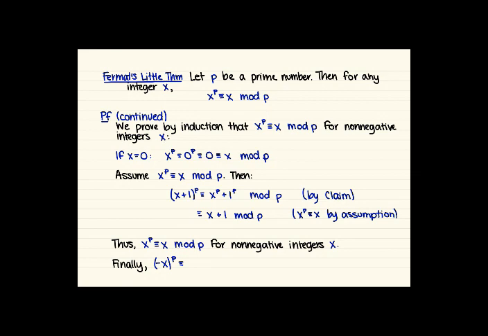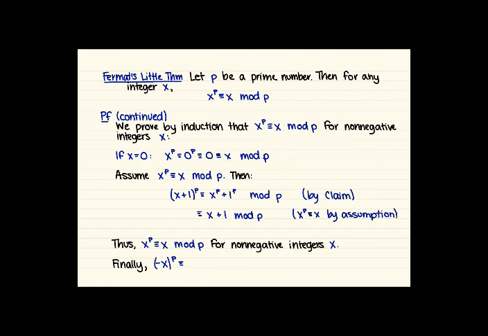And so we've got x to the p congruent to x plus 1 mod p. So that completes the induction. So we have x to the p congruent to x mod p for all non-negative integers x. So now we just need to deal with the negative case.